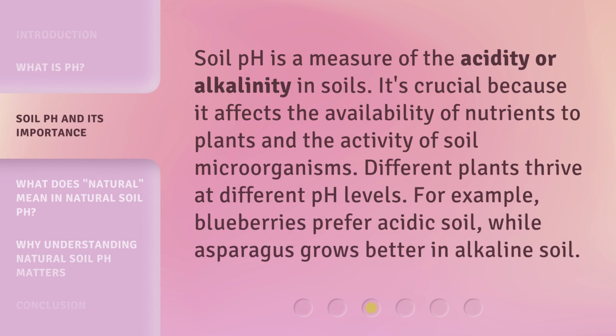Soil pH is a measure of the acidity or alkalinity in soils. It's crucial because it affects the availability of nutrients to plants and the activity of soil microorganisms. Different plants thrive at different pH levels. For example, blueberries prefer acidic soil, while asparagus grows better in alkaline soil.